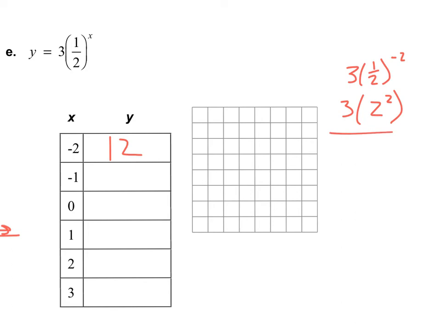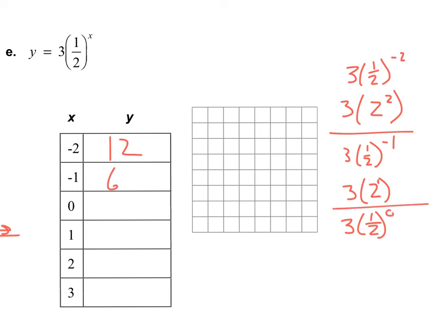Now let's do the -1 power. So I have 3 times 1/2 to the -1 power. Remember, a -1 power tells me to flip. So 3 times a big 2 to the first power. 2 to the first power is just 2. 2 times the 3 out front is 6. Then I have 3 times 1/2 to the 0 power. Okay? Anything to the 0 power is just 1. So 1 times the 3 out front is just 3.